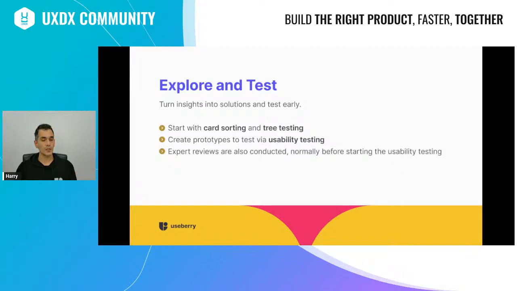Going from design to development, we also conduct usability testing during the development phase, predominantly when we have a staging environment or a closed beta environment. There are other activities done by the UX design team here, which I'm not going to be expanding on.